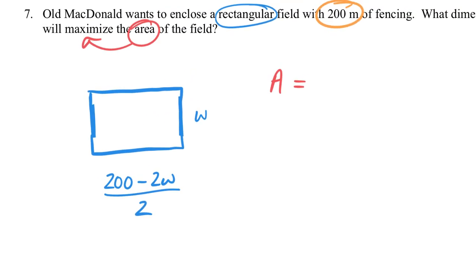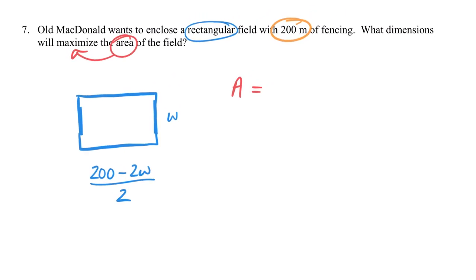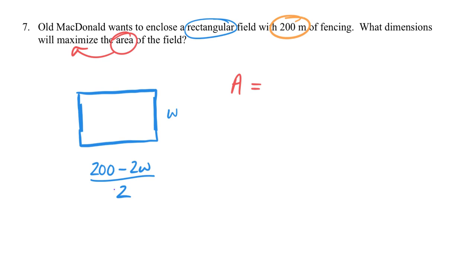If you notice on that dimension, if I just zoom in a little bit to make it bigger, I could divide a 2 out of both of those terms. And so I could simplify that to 200 divided by 2 minus 2W divided by 2. I could divide the 2 out of both. There's my 100 minus W. Okay, I'm going to get rid of those purple arrows. There we go. That's my other side.